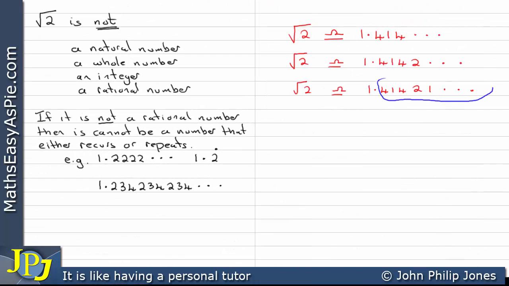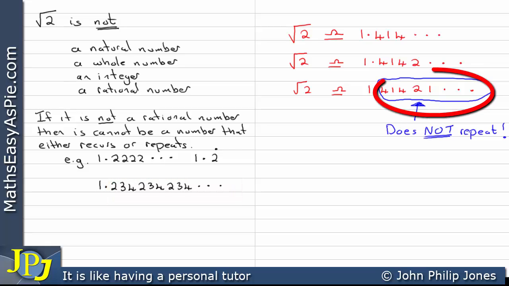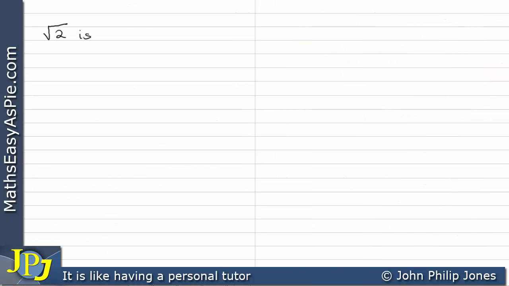If we consider this last value, the one that's more accurate, and we look at the fractional bit of the number, it does not repeat. In other words, there's no repeating patterns here. It doesn't recur. If we have a look at this example, we can see this goes 234, 234, 234. That has a repeating pattern. This does not have a repeating pattern. The square root of 2 is an irrational number.